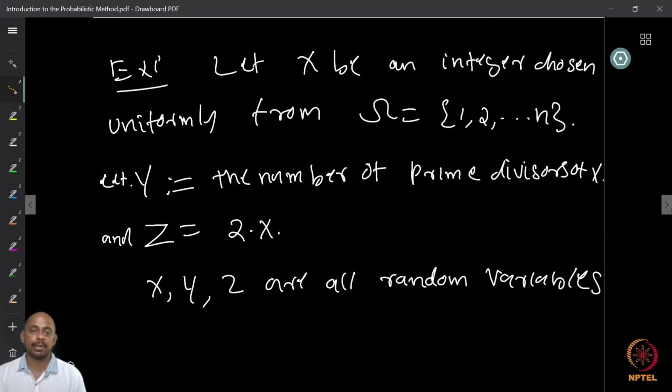Now, examples of random variables are the following. For example, X is some integer chosen uniformly from the set 1 to n, where omega is the set 1 to n. Then X is a random variable. Then I can define Y to be the number of prime divisors of X. Then Y is a random variable. Then I can define Z to be 2 times X. Then Z is also a random variable, basically any such real valued function.